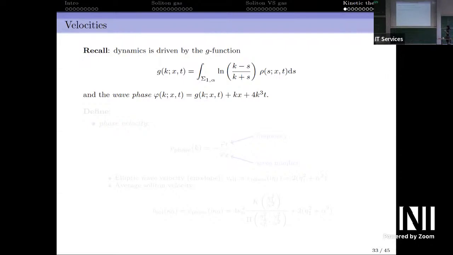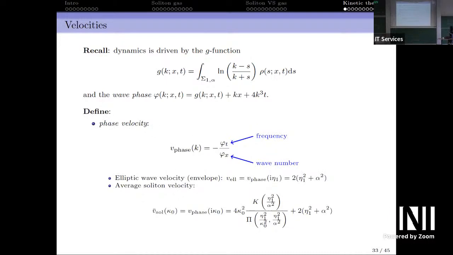The G function is defined as an integral of the logarithm times some density, let's call it rho. And I'm also recalling the wave phase, which is just the G function plus the phase that was already there in our Riemann-Hilbert problem. Now the first thing that we define is the phase velocity, which is the ratio between the frequency and the wave number, as we always learn when we solve the standard wave equation. From this phase velocity, we can calculate the elliptic wave velocity, which is the velocity of the envelope as it's moving, and is equal to this quantity over here.